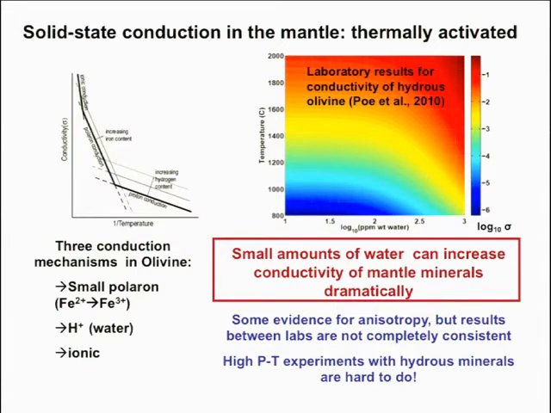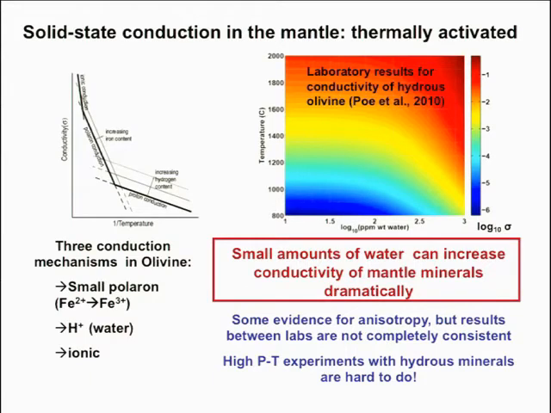dramatically. So this is a laboratory result. Temperature on this axis, log 10 water content in ppm on this axis, and the color scale is log conductivity. And if you go across at, say, a mantle adiabat temperature, there's a very substantial, maybe up to two orders of magnitude, variation in conductivity of olivine as you go from 0 to 1,000 ppm water.